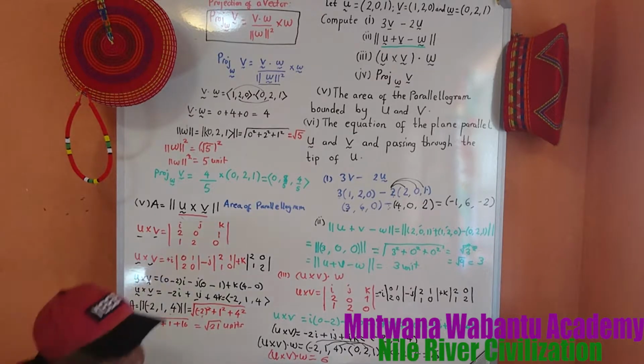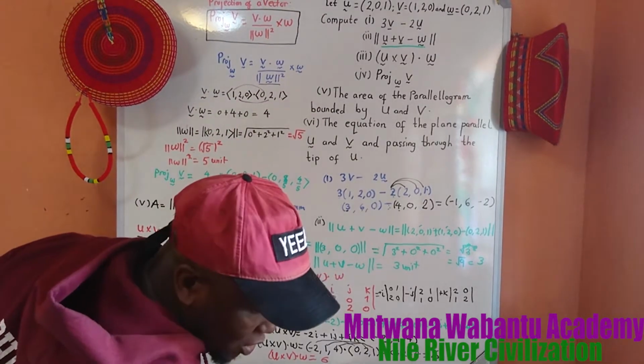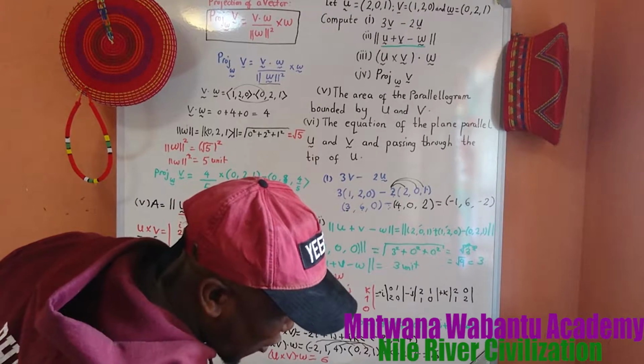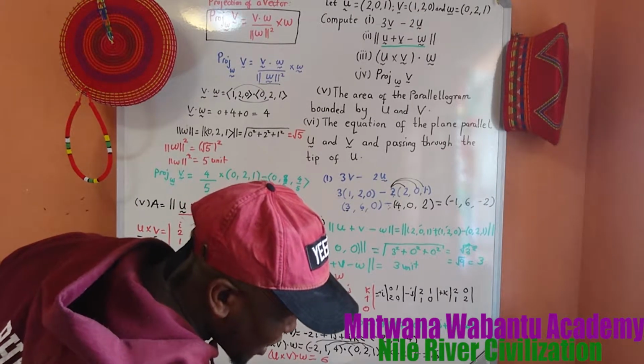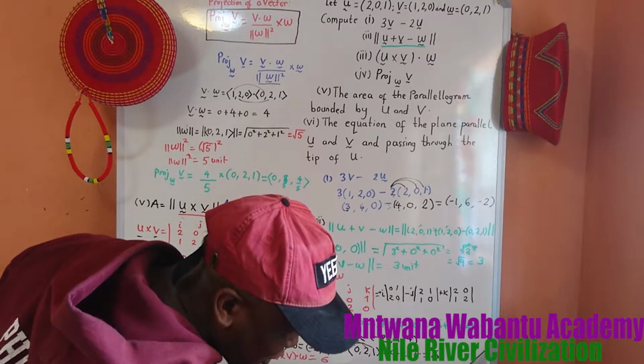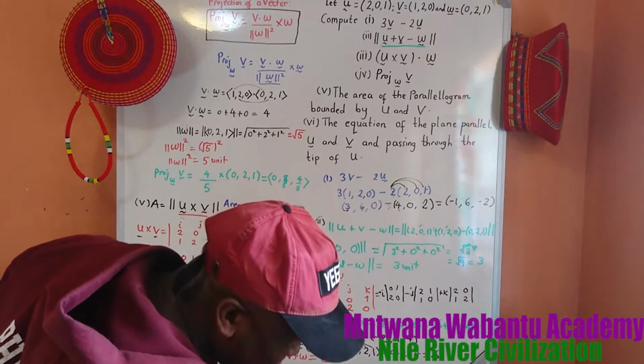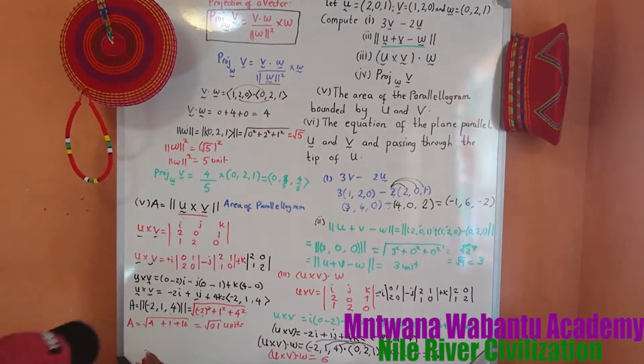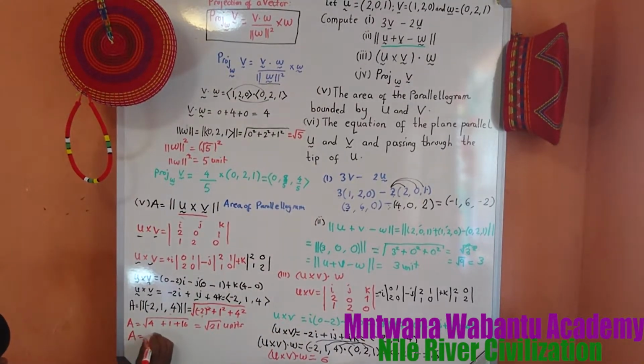Square root of 21. If you put it in the calculator, you're going to get 4 point something. It's going to be 4.5826. So the area is going to be 4.5826 square units.